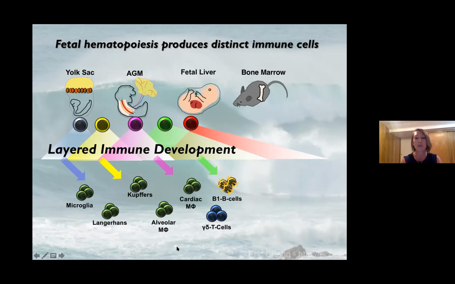Now, what's really interesting about these cells that come off of fetal precursors during development is that they are made only once and they go on to persist across the lifespan of the animal. And so these cells kind of come in two non-mutually exclusive and overlapping flavors.